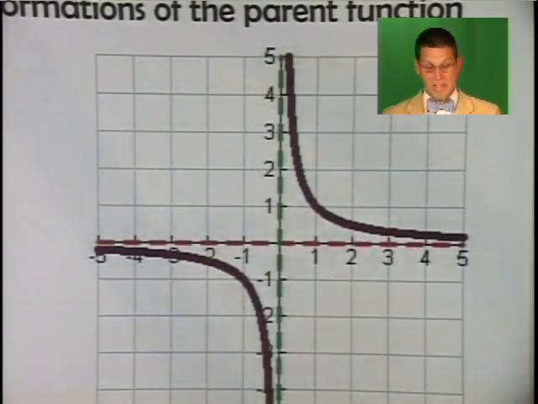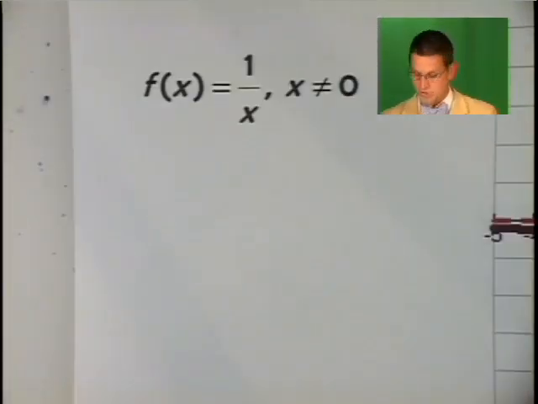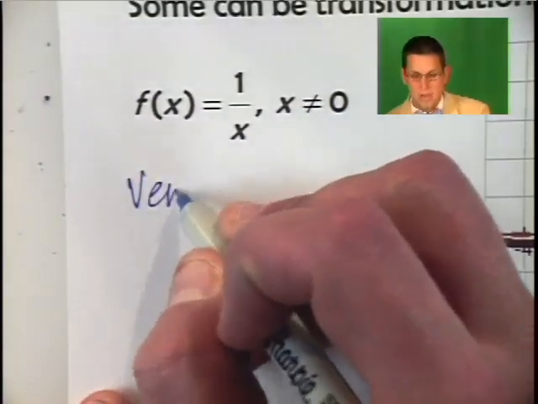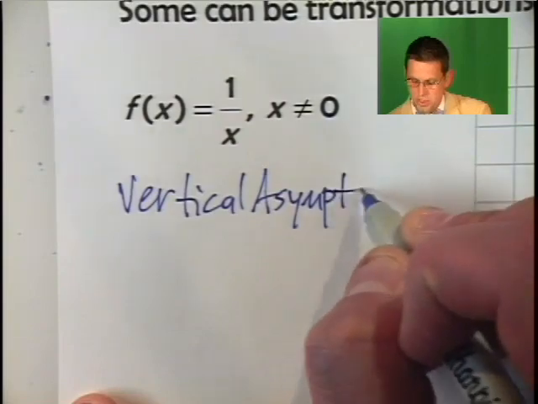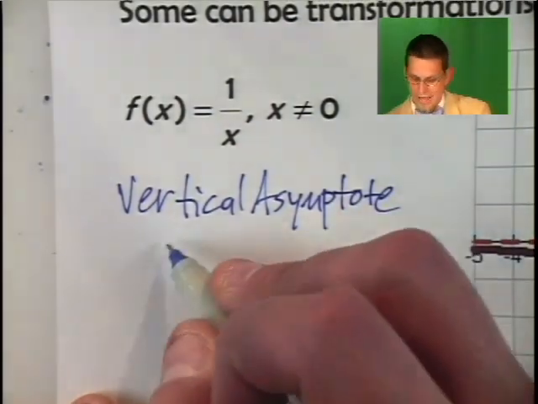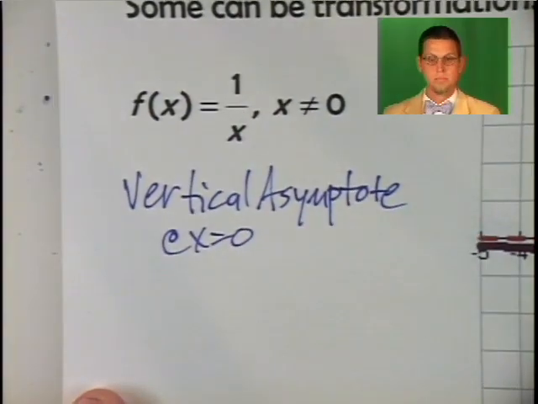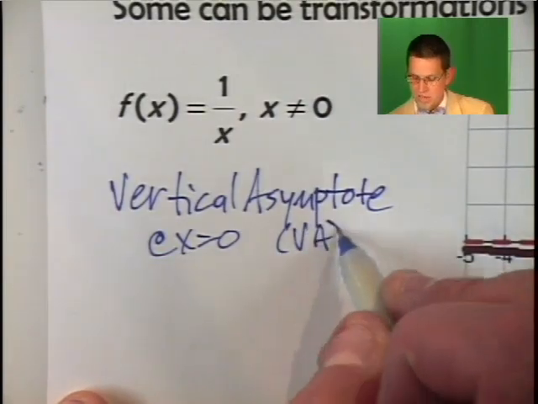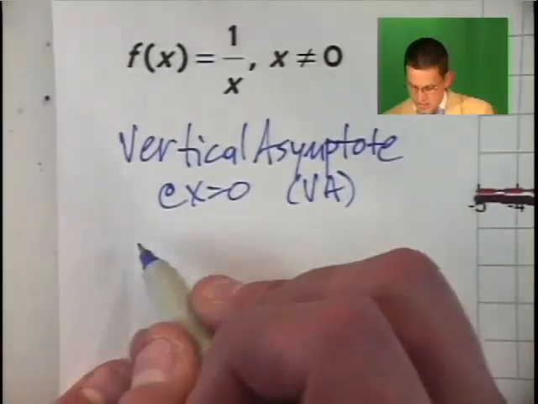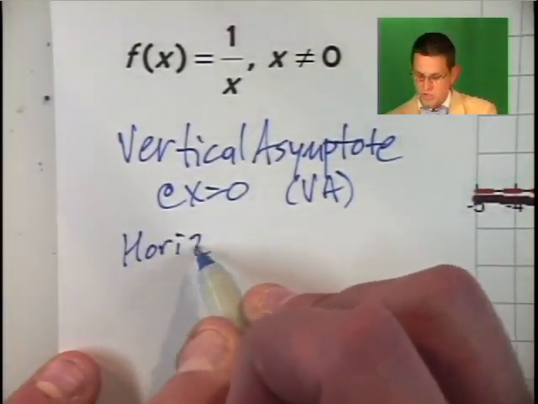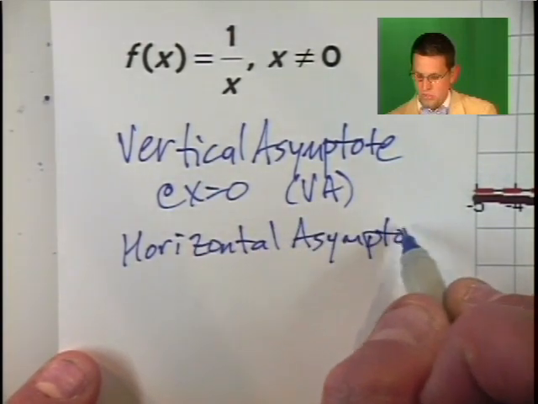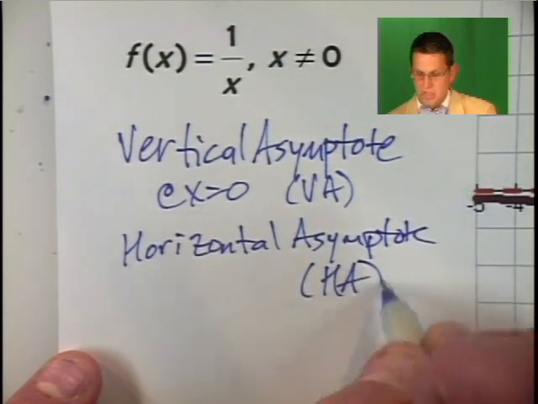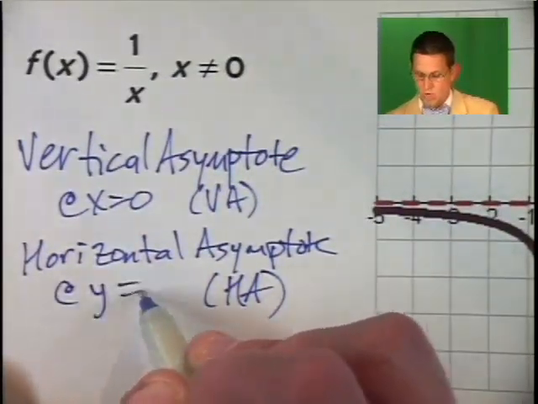Now that's a very important feature of this graph. Let's go ahead and say that it has a vertical asymptote. Here's how you spell it: asymptote. There you go. At x equals 0. And I'm going to call vertical asymptotes VA from now on. And we also have a horizontal asymptote, same word, which I will call HAs. And we have that on the x-axis, which is also known as y equals 0.